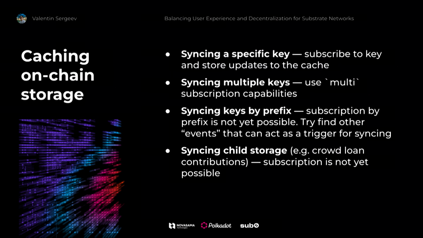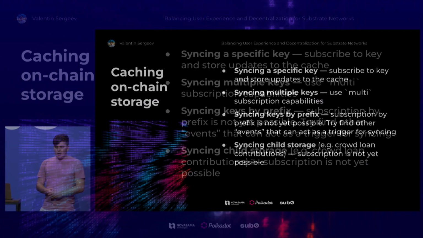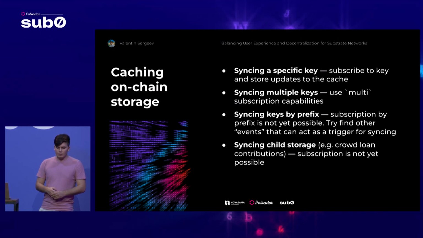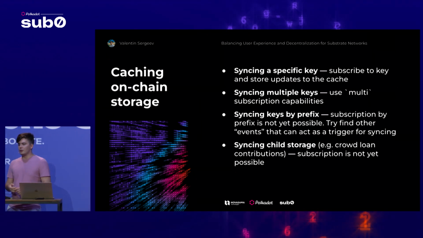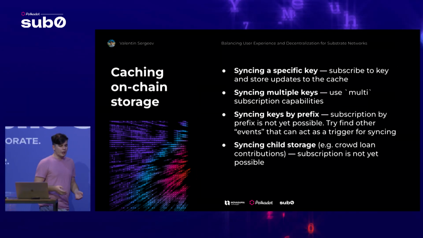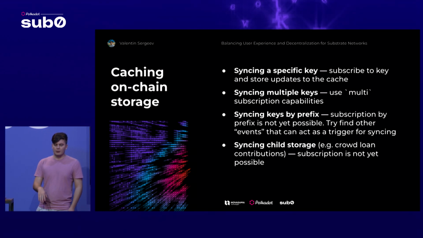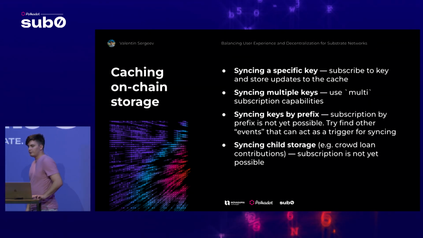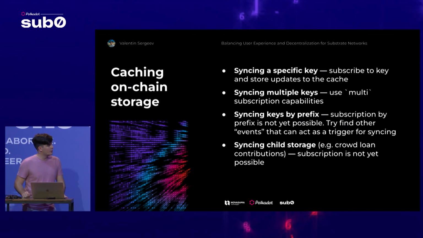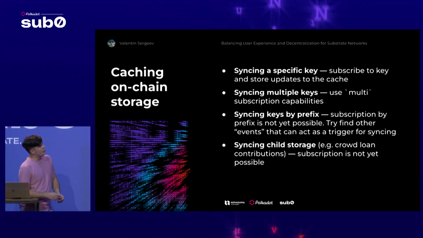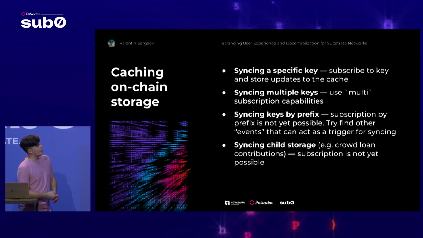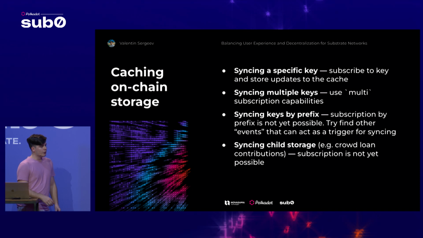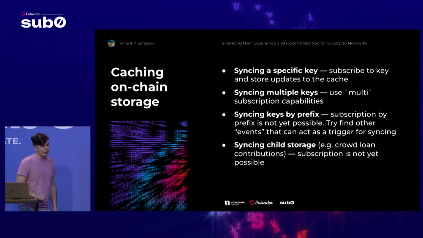The main problem in caching is actually when you want to invalidate it. So in Substrate specifically, when you think about caching, it will mostly come down to caching some information available in the on-chain storage. In that case, we have several options. Firstly, we might need to sync a specific storage key. In that case, we can just subscribe to it and store updates to the cache, so no need to think about invalidation at all.